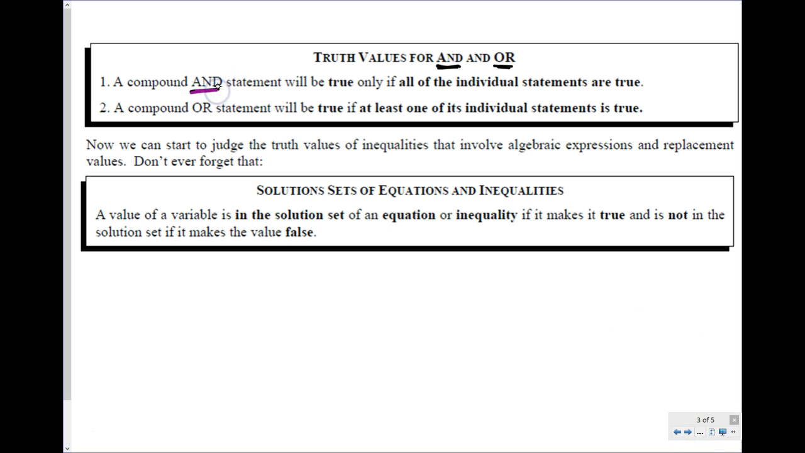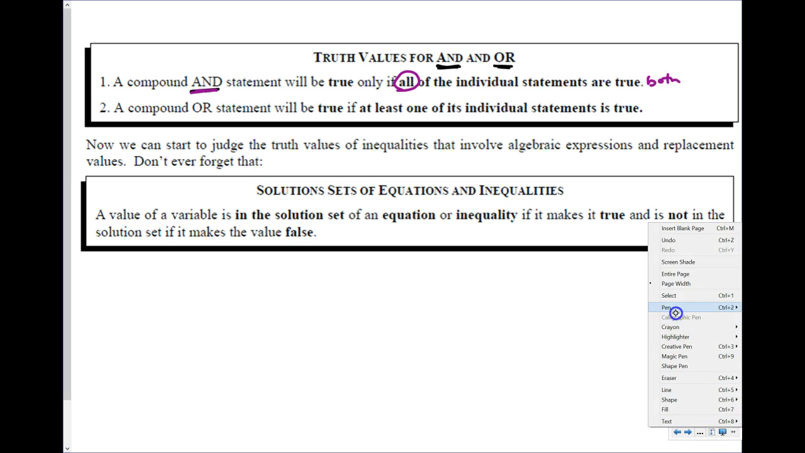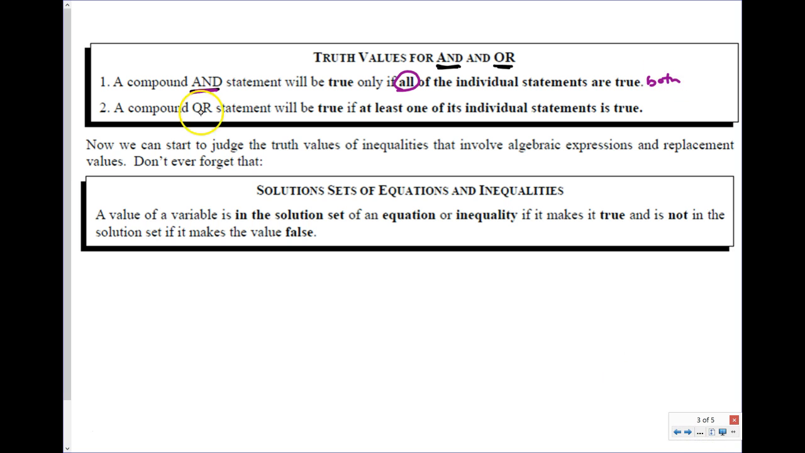A compound "and" statement is true only if all of the individual statements are true. So we just said that, right? Both have to be true. A compound "or" statement will be true if at least one of its individual statements is true. And that's what we just said a second ago. At least one. Okay, now we can start to judge the truth values of inequalities that involve algebraic expressions.